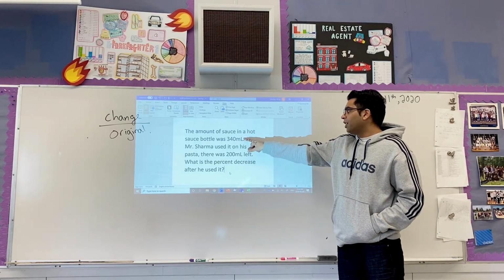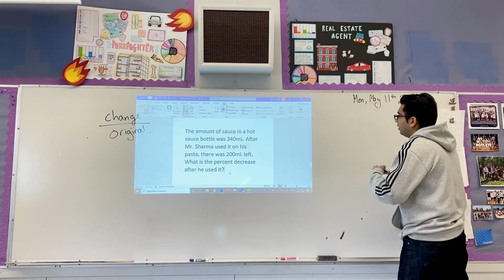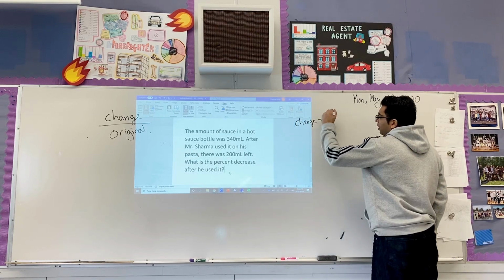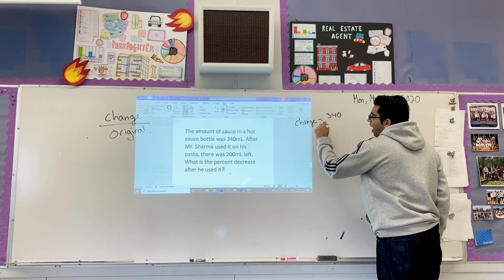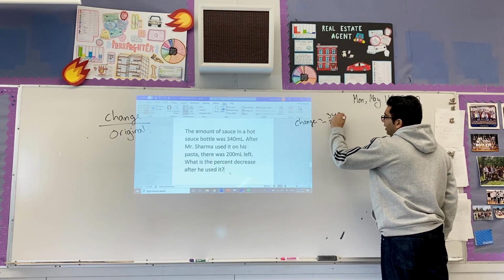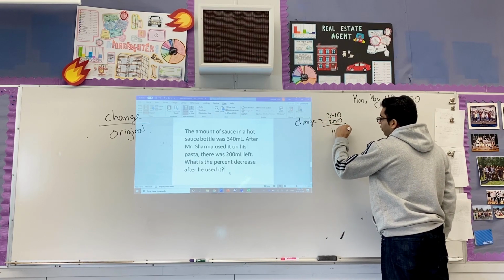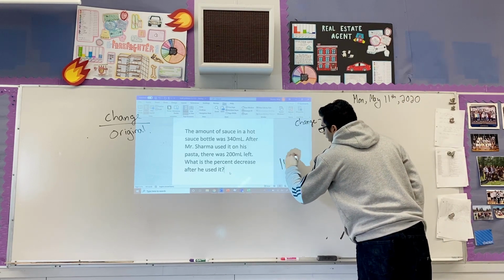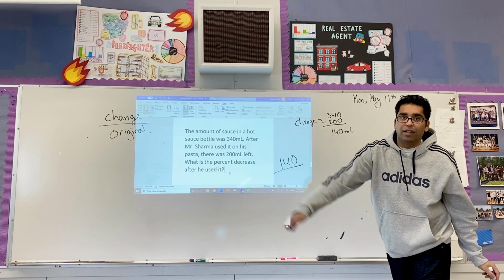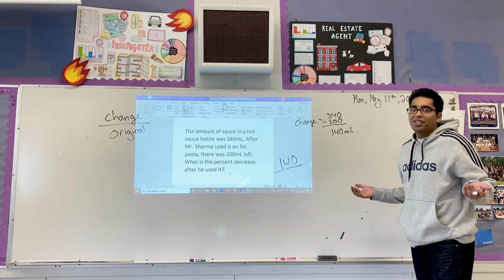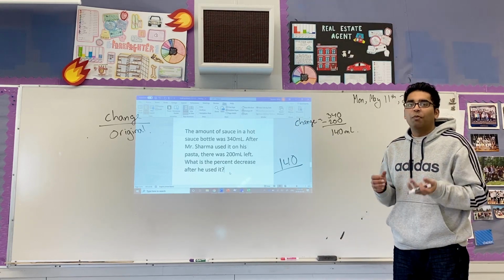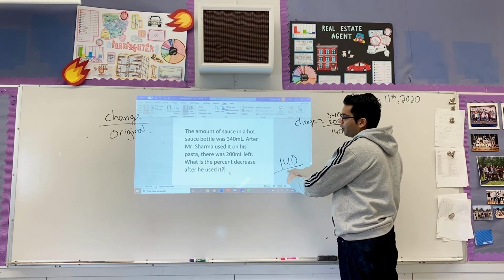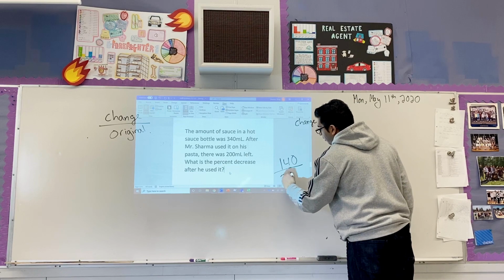If we started with 340 and we now have 200. The change equals 340 minus 200. There's been a change of 140 milliliters. That's our top part, that's our change. What was the original? How much did we start with? How much was in that bottle before I doused it on my pasta? 140 over the original, 340.